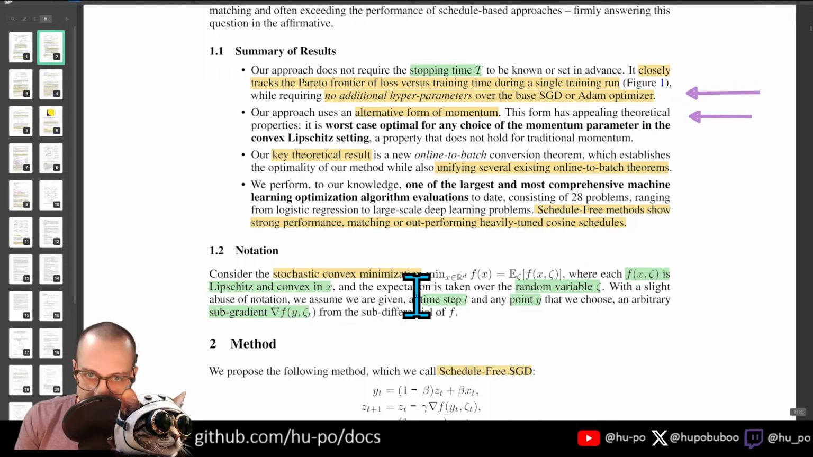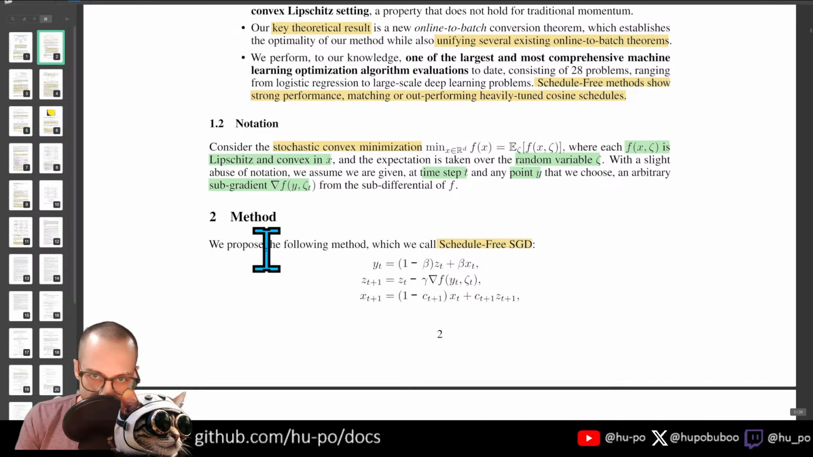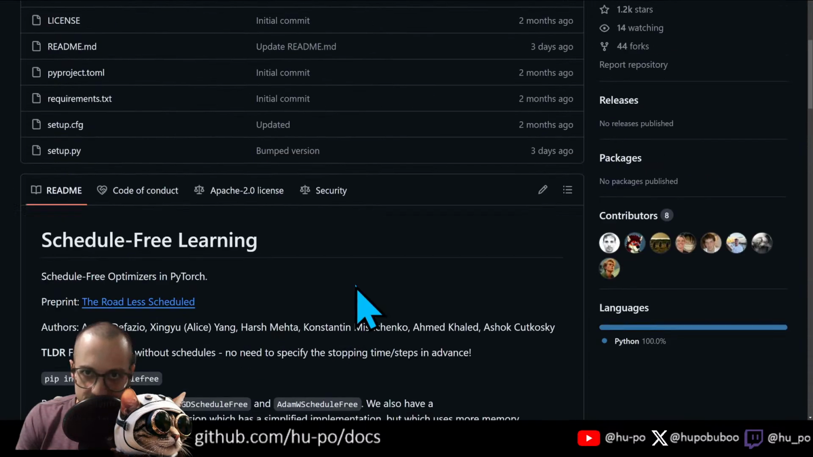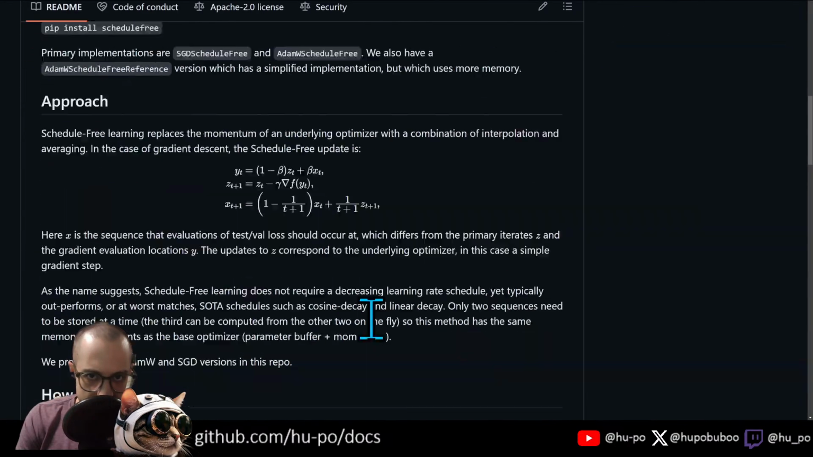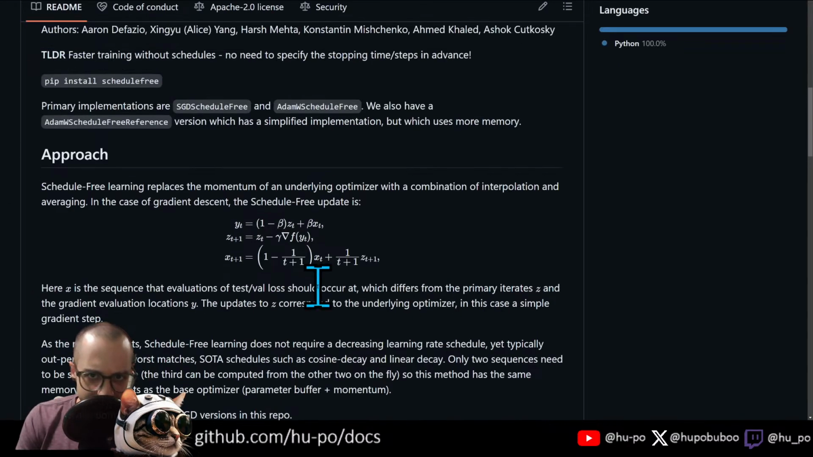We assume that we are given at time step t some point y and an arbitrary subgradient. We propose the following method, which we call schedule-free SGD. You see how y, z, and x don't really have good definitions here, but they have good definitions in the GitHub. If you go to the GitHub, they have a little summary, and I think the definitions that they have there are a little bit nicer.